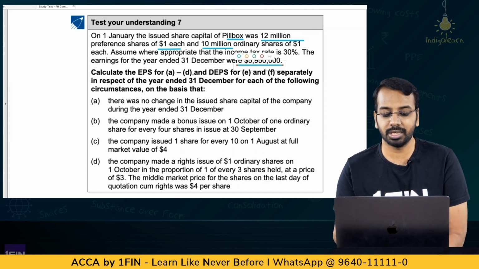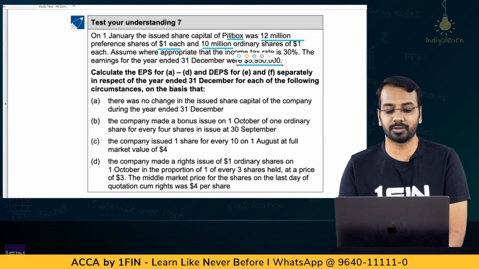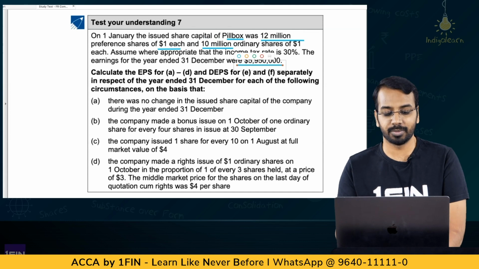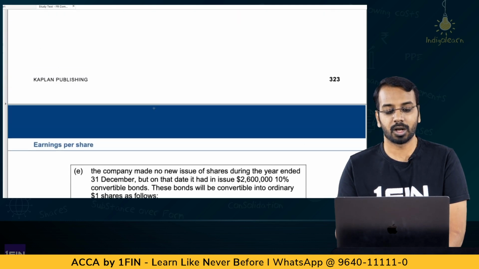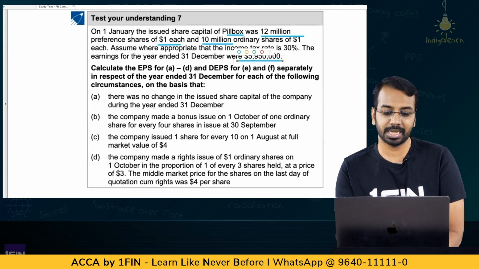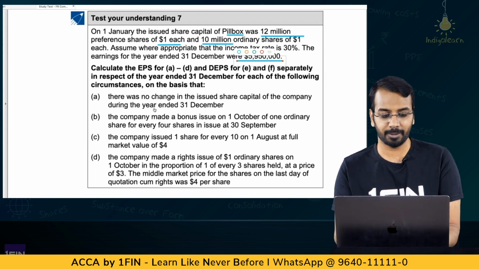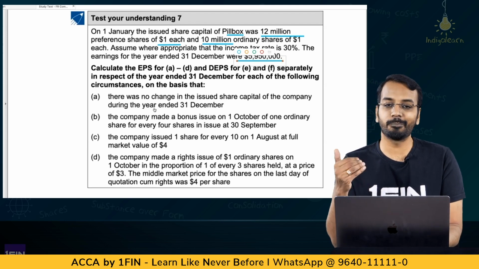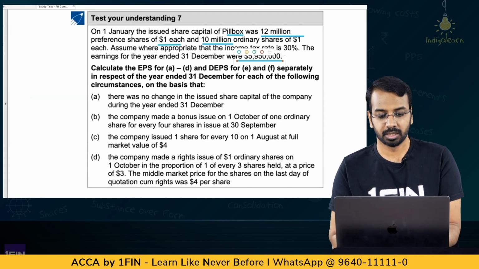Calculate EPS for A to D and DEPS for E and F separately in respect of the year ended 31st December for each of the following circumstances. So they have given A, B, C, D, E, F. So considering all these circumstances, we have to calculate the basic EPS and diluted EPS for E and F. This will be a comprehensive question where we will be taking care of all the scenarios possible.